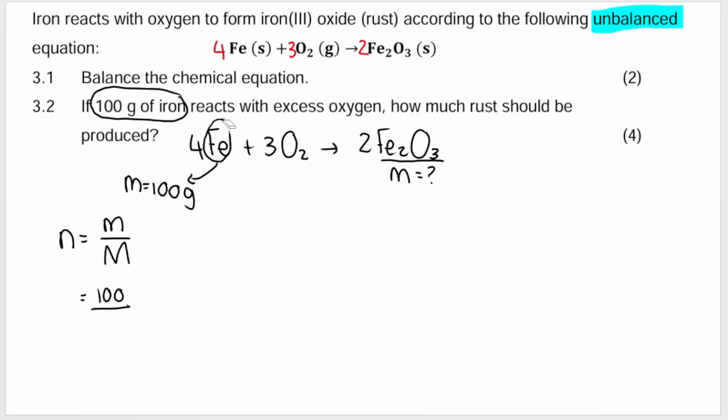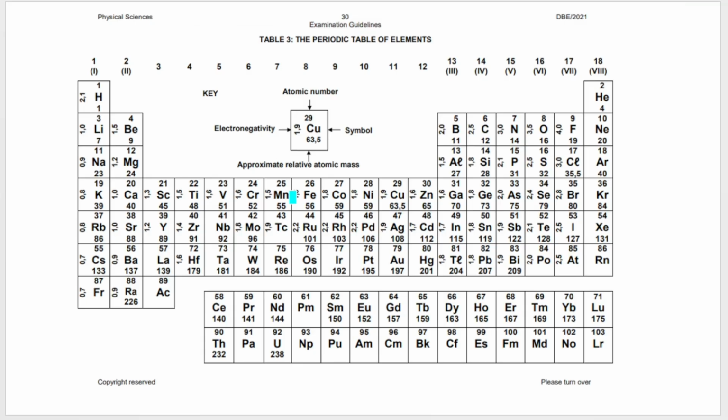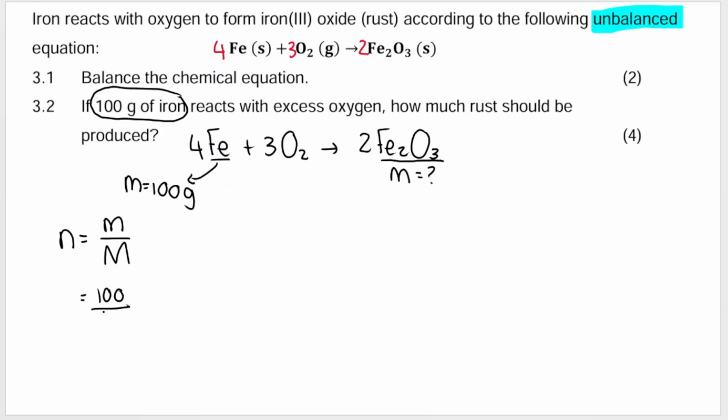Now this is where a lot of students go wrong. They want to multiply the molar mass of Fe, which is 56 over here, by 4. But you never ever multiply by the big numbers here. You only multiply by the little numbers over here, the number of atoms, not the big numbers, the number of molecules. So it's just 1 iron, so it's just 56.